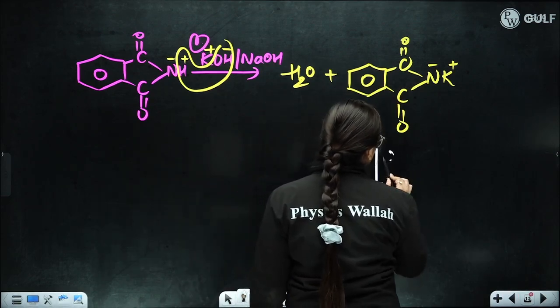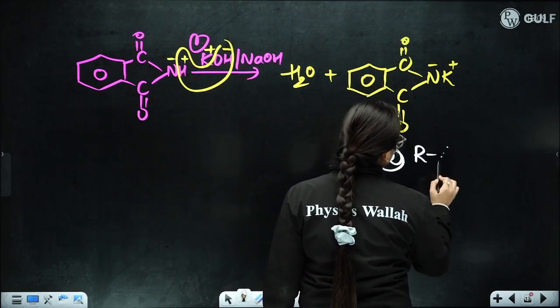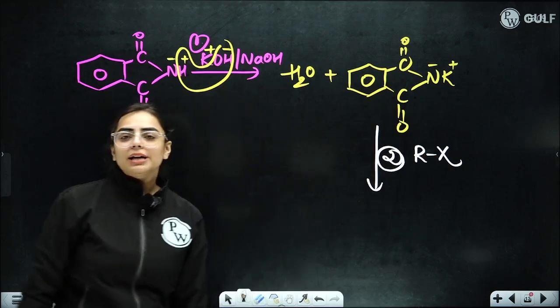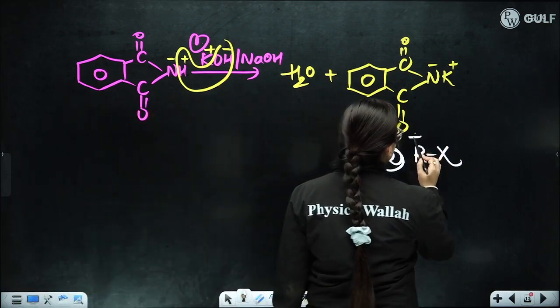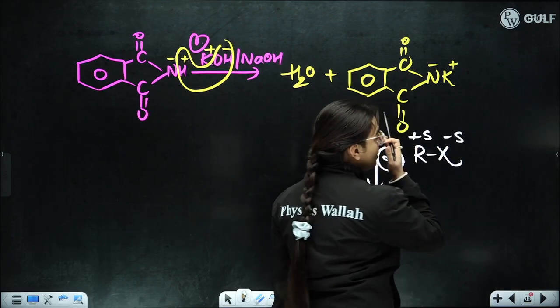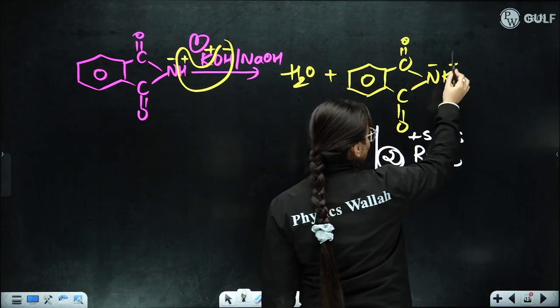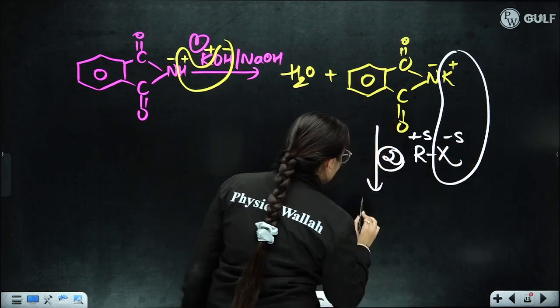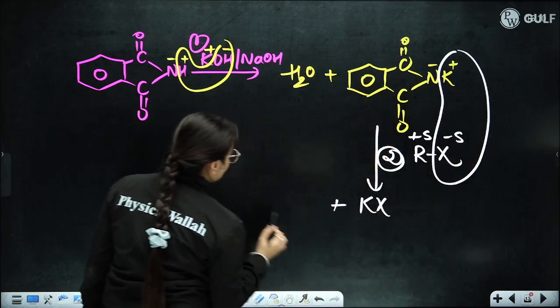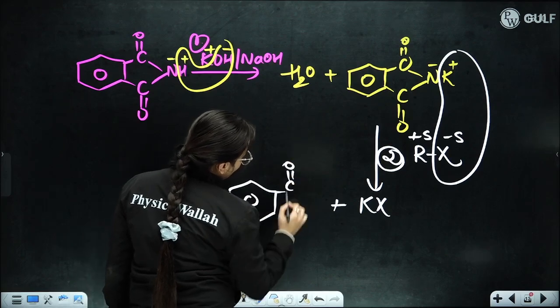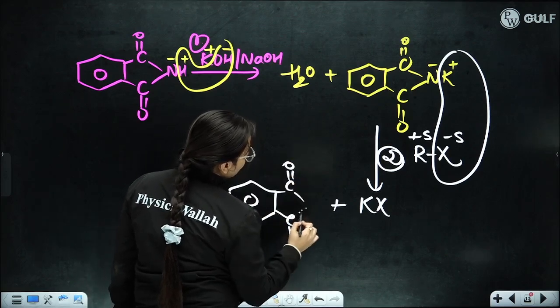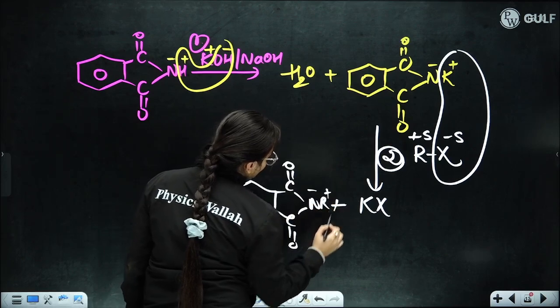Now students, in the second step, you have to react it with RX. With whom, ma'am? With RX. And in RX, as per the electronegativity difference, R will get a partial positive charge and X will get a partial negative charge. Just understand this fact that this KX will now come out. You will get again C double bond O, C double bond O, here will be N negative, R positive.